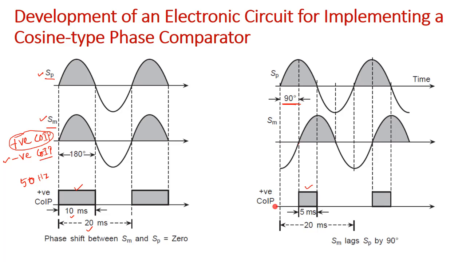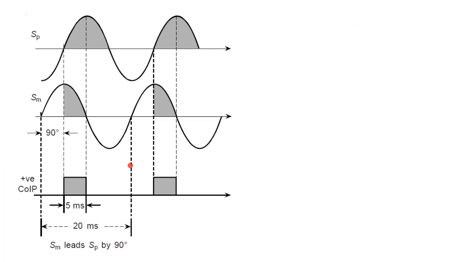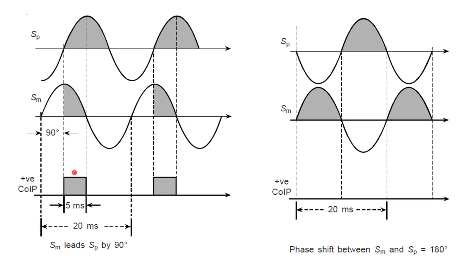So therefore for 90 degree phase lag or lead, this will be 5 millisecond only, right. Okay. So now if we see the leading SM signal, SM leading SP, then also we have a positive coincidence period of 5 millisecond, right. Similarly, if the phase difference is around 180 degree, that means SM is lagging SP by 180 degree, then the coincidence period becomes 0, because there is no coincidence even in the positive cycle or negative cycle.